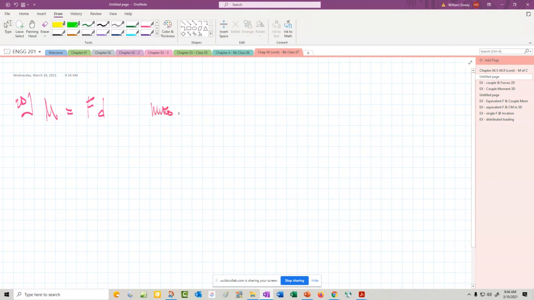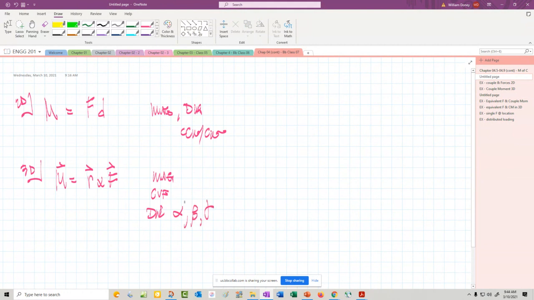And we'll get a magnitude, and we have to have a direction, and that direction is either going to be clockwise or counterclockwise. If we're in 3D, we have to find that moment by r cross F, like we did last week. And that will have a magnitude, or it can be in Cartesian vector form. And the direction will be from our alpha, beta, and gamma direction cosines.